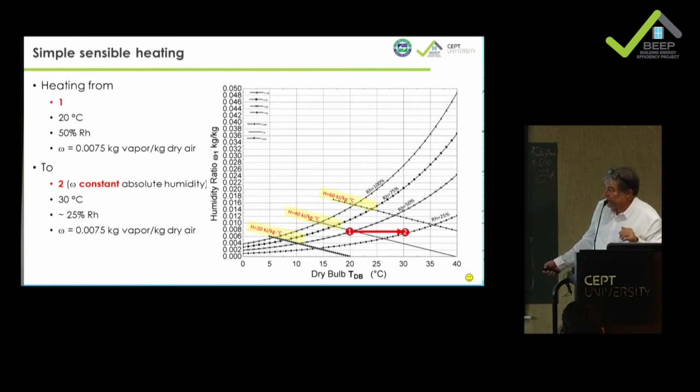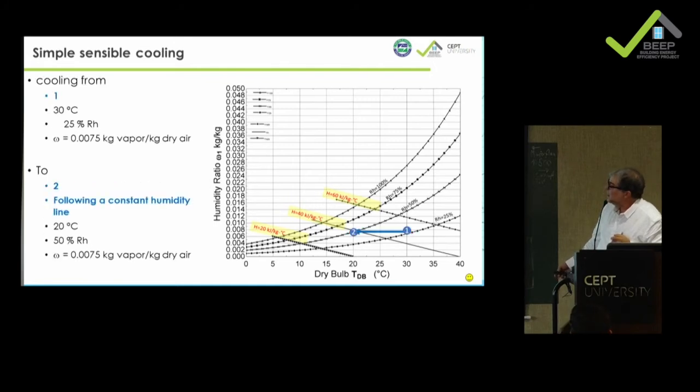So the interesting thing is when you do sensible heating, you see that we are along these lines. That means we don't change the absolute humidity. That means if you are heating a mass of air, it will move along this constant humidity ratio. And then if you heat up to 30 degrees, then we can see how it is. Here I don't show the energy, I will do it at a later stage.